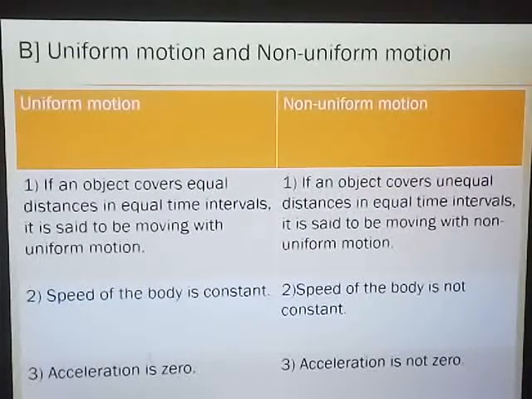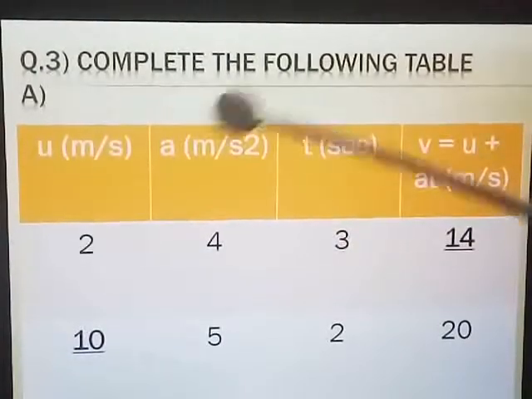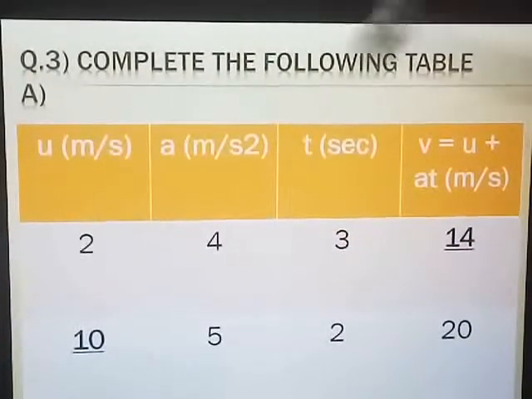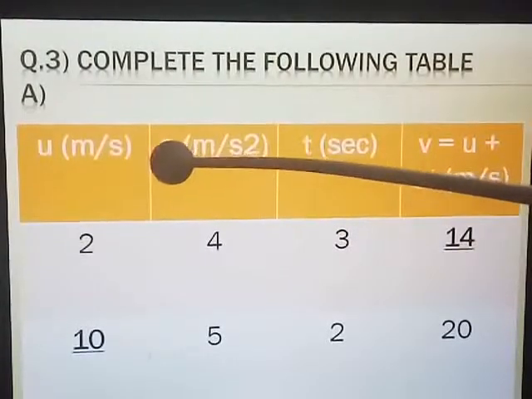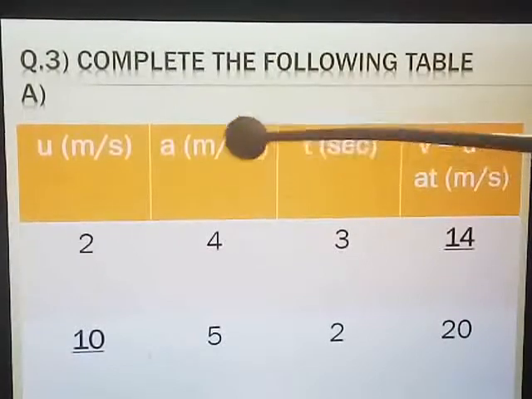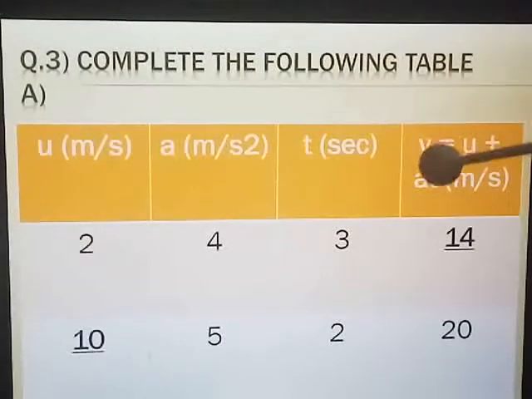Now we are going to move towards question number 3, that is complete the following table, but they are nothing but numerical examples. You can see in your textbook on page number 17 they have given complete the following table. They have given u, that is initial velocity in meters per second, acceleration in meter per second square, time in seconds, and formula they have given v is equal to u plus at. v also has units in meter per second.